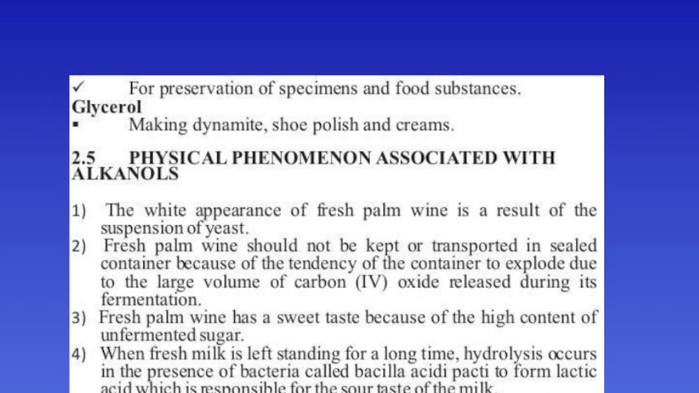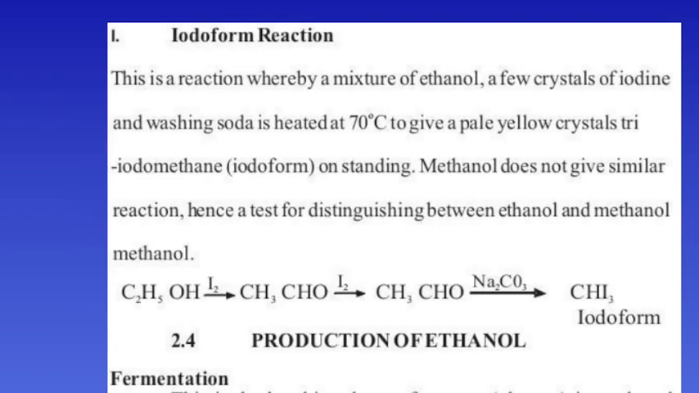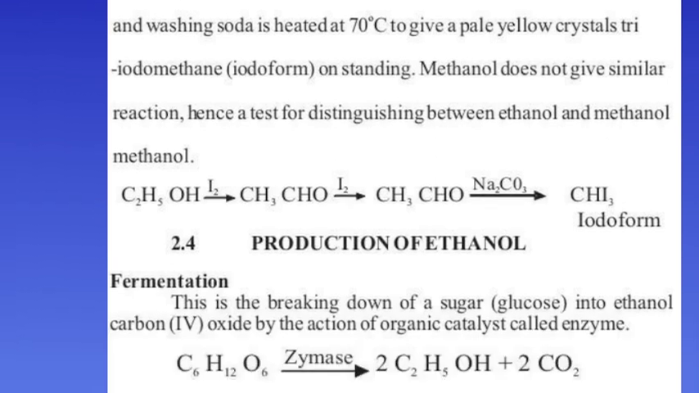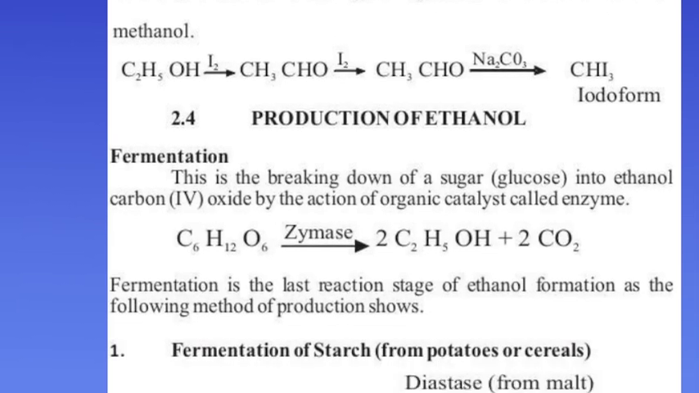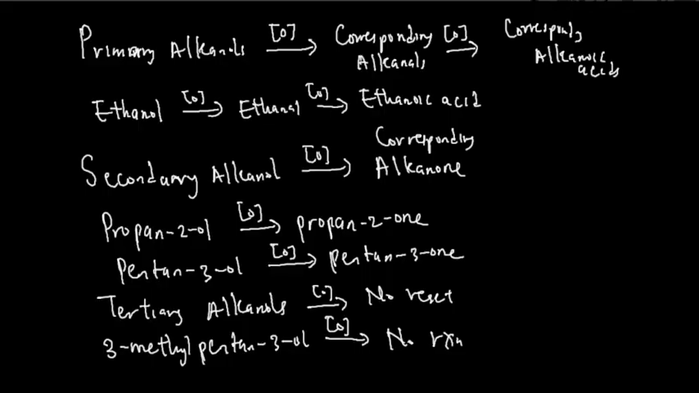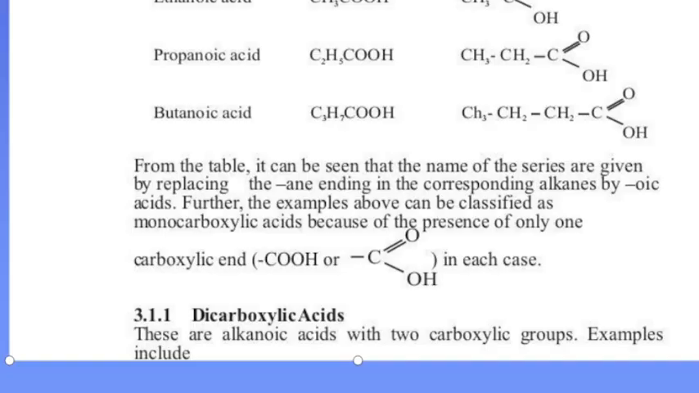With this said, we are now going to consider the different ways of producing ethanol. The first method is by fermentation. Generally speaking, ethanol is produced from sugar. So generally speaking, ethanol is produced by fermentation of glucose. So if you are given a carbohydrate and you are expected to use it to form ethanol, the first thing you need to do is to break that carbohydrate down to glucose.